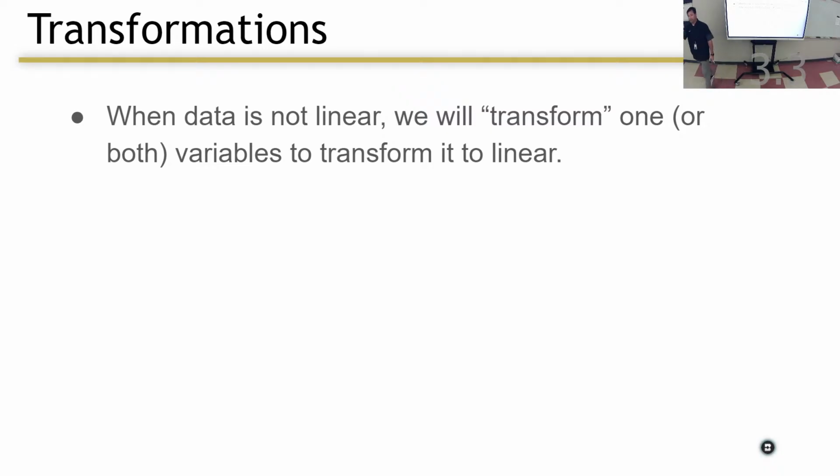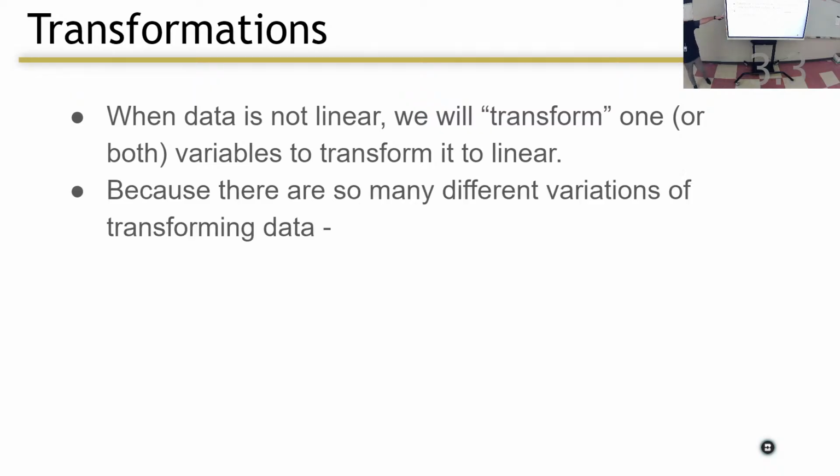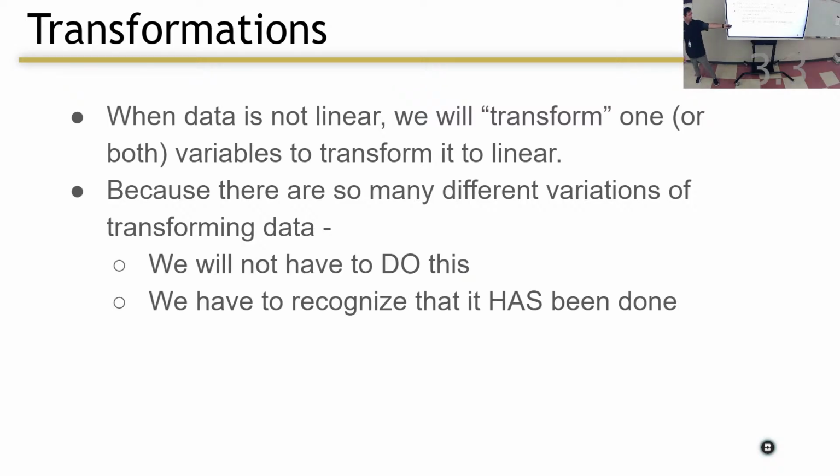We need to know two things. Either it has been done or that it needs to be done. I guess you need to know why. But why is because it wasn't linear. So it needs to be done because it wasn't linear, or it has been done because it wasn't linear. Fair enough? So, because there are so many different variations of transforming this data, we will not have to do this. You need to recognize that it has been done or that it needs to be done.